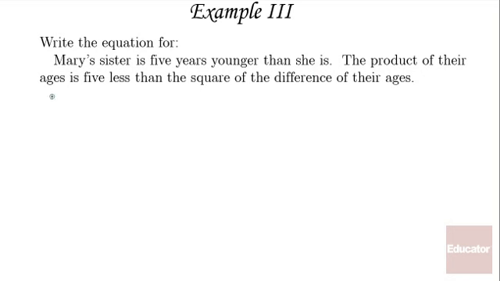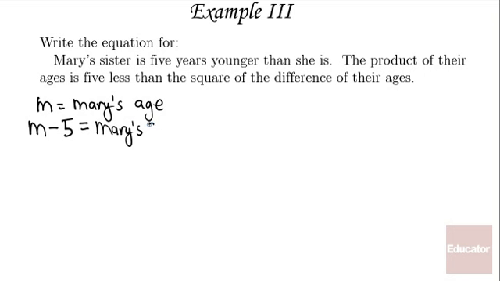Let's let Mary's age equal m. Now, I could assign a different variable to Mary's sister's age, but I don't need to, because they actually give me the relationship between Mary's age and her sister's age. What they tell me is that the sister is 5 years younger. So whatever age Mary is, m, I just subtract 5 from it, and I come up with Mary's sister's age. So instead of having 2 different variables, I can express these both in terms of Mary's age and just use one variable.